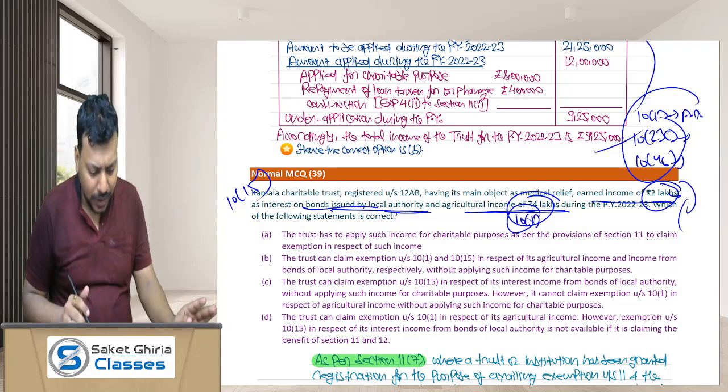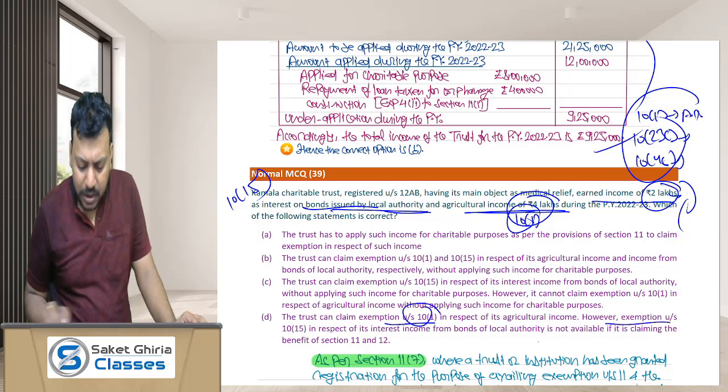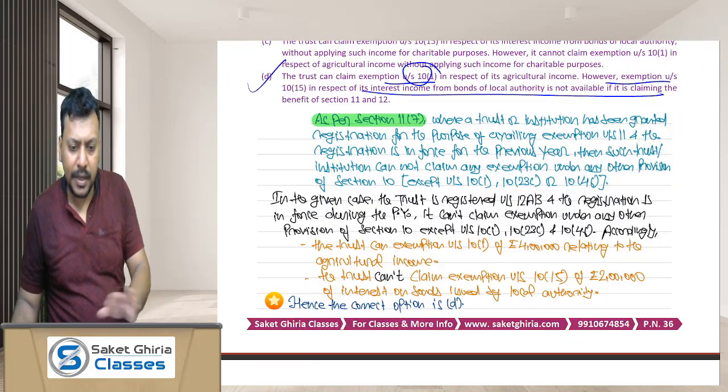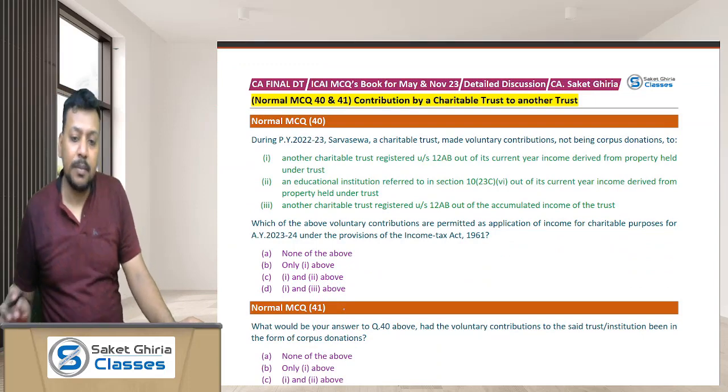Okay, so the correct option is going to be: the trust can claim an exemption under section 10(1), however exemption under section 10(15) is not available. So the correct option is D. And we have given the detailed explanation here. Okay, moving further, contribution by a charitable trust to another trust.